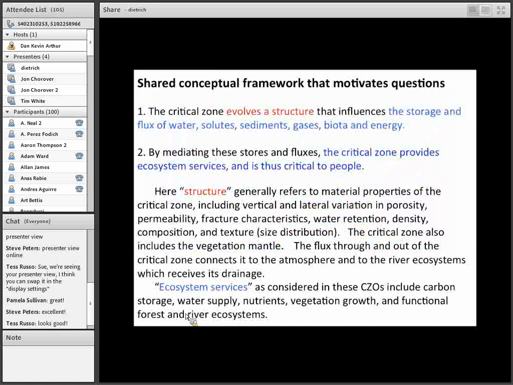You see the through-going theme here of the past to the present to the future, and the evolution of the critical zone affecting how it will be in the future.